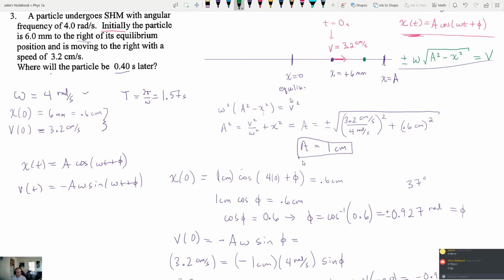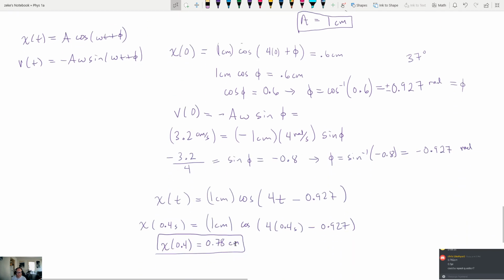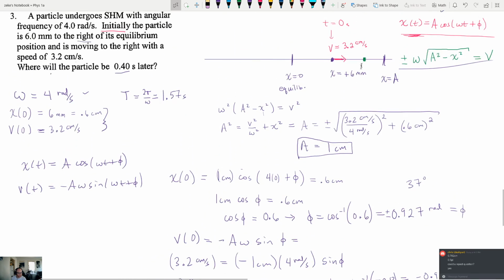Can anyone tell me, before I do a calculation, is it moving to the left or the right at that point? What do you think? Take a guess. We found out that at 0.4 seconds, it's at a position of about 0.8 centimeters, right? So if this is the amplitude x equal to a, and it started at about 6, it's now at about 8 centimeters, somewhere in between, right?